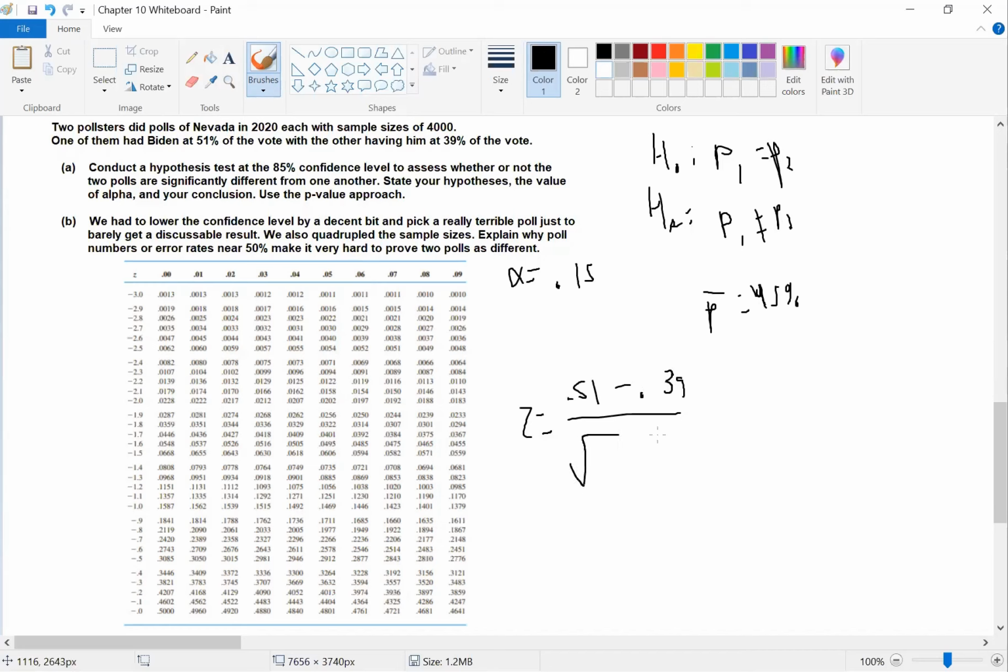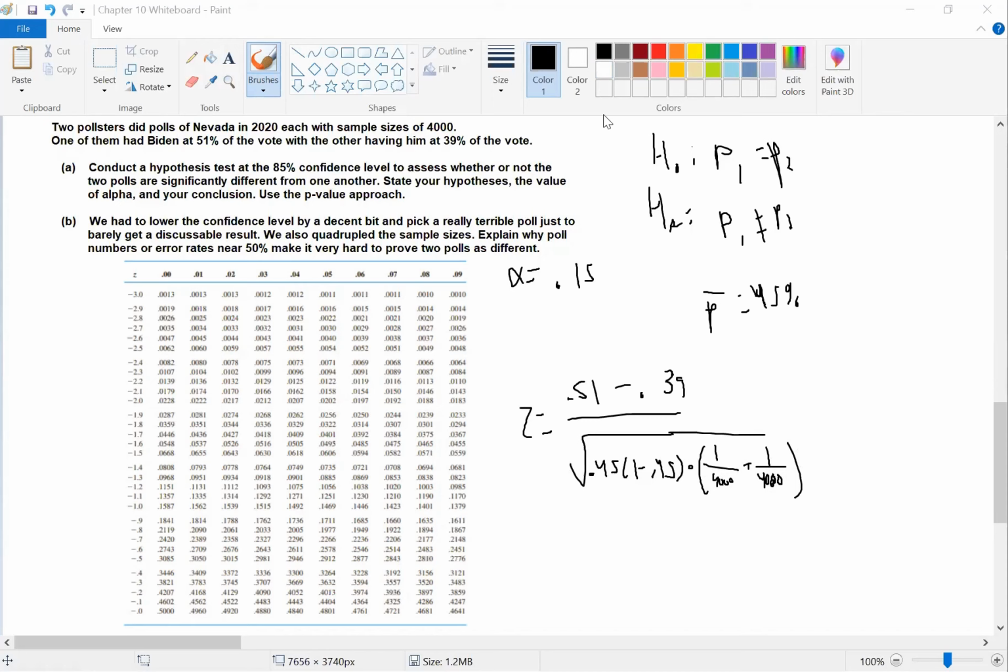And now we have the square root of 0.45 times 1 minus 0.45, and now we have 1 over 4,000. It's going to be a pretty low z-score. That's supposed to be 4,000. So now we'll put this into our Desmos. So 0.51 minus 0.39, divided by that. You see this z-score is getting off into nowhere, which is good. So that's an example I wanted to talk about.